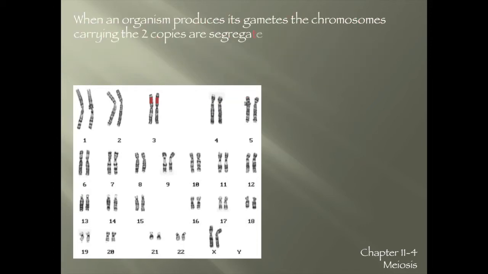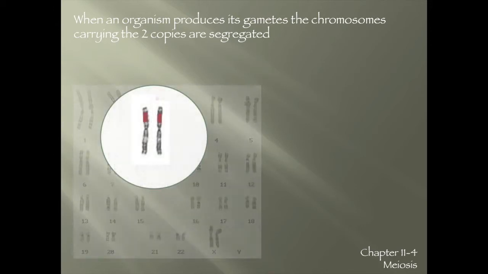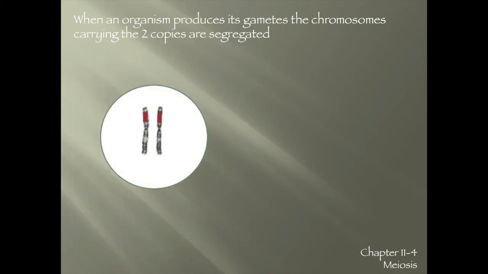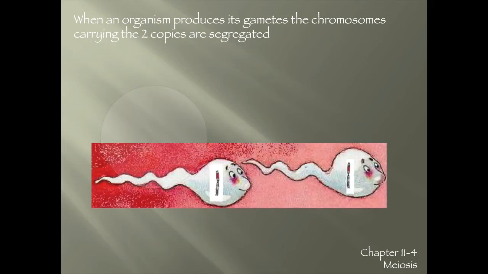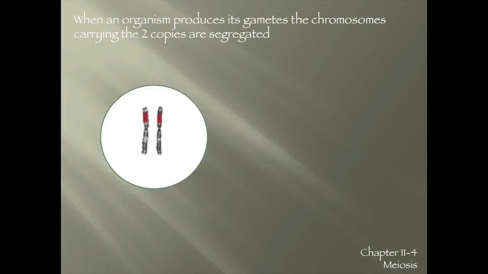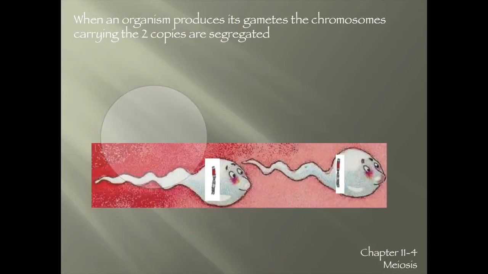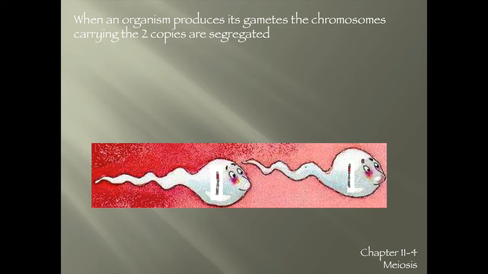So, as we mentioned, when an organism produces its gametes, or if you will, the sex cells, the chromosomes carrying the two copies of every gene are segregated. So, for instance, if we were just to focus on this one pair of chromosomes, when a male produces sperm cells, one sperm cell is going to inherit one of the chromosomes, and another sperm cell would inherit the other, in that one of those sperm cells is going to carry that copy, that chromosome on to the next generation. The other probably won't.